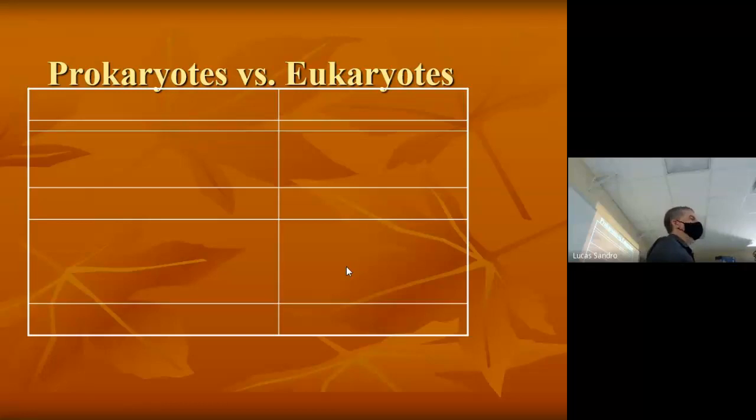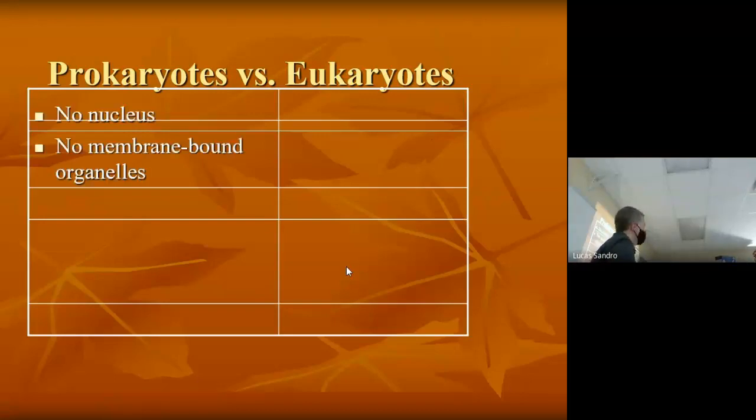Quick review. That you know about the cell membrane and you know about the nucleus. You know the difference between critters that have a nucleus and those that don't. Those that don't are called prokaryotes. They don't have a nucleus. They don't have any of the organelles we're about to study today and tomorrow.